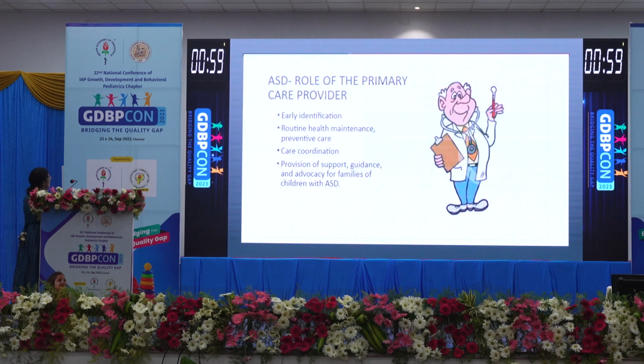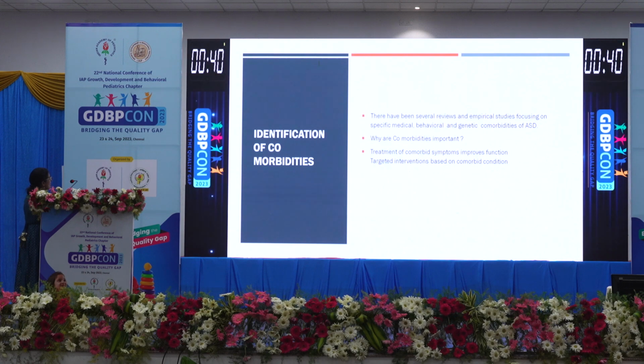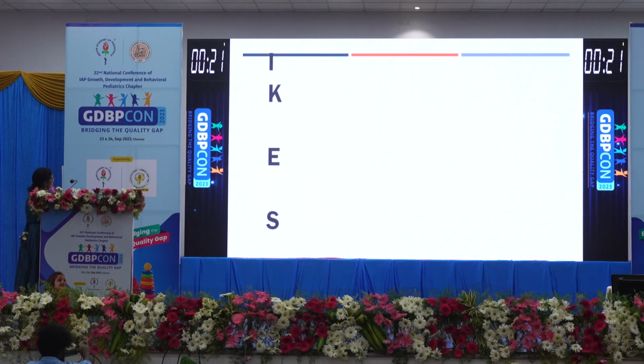As a primary care provider or primary pediatrician, it doesn't stop with early identification. We also have to look after their routine health maintenance, preventive care, care coordination, provision of support, guidance and advocacy. It's our job to also identify the comorbidities that can exist with autism, like medical, behavioral, and genetic problems, because treatment of these comorbidities will improve the function. This is our job to do.